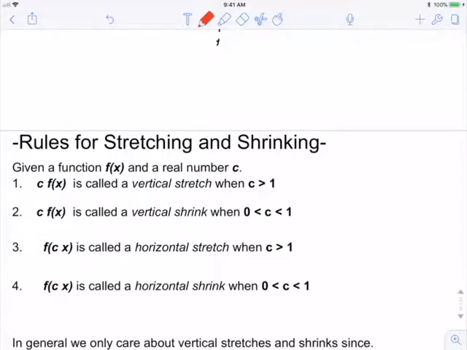And we have general rules for stretching and shrinking that are similar to our rules for shifting points in the plane. So let's say we have some function f of x and a real number c. We say we have a vertical stretch when c is greater than 1. And this means the function is now pulled very tight together. It's stretched up high. On the other hand, we say we have a vertical shrink when c is between 0 and 1. And what happens is we squish the function down and we let it shrink and shrink, sort of like squeezing a rubber band together.